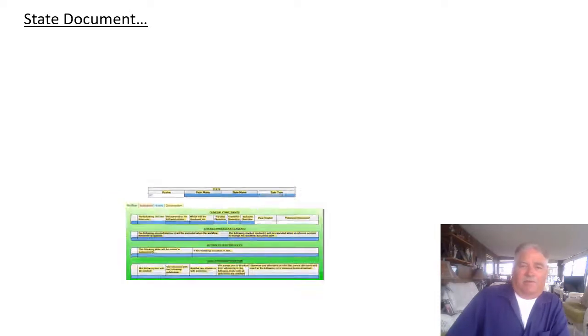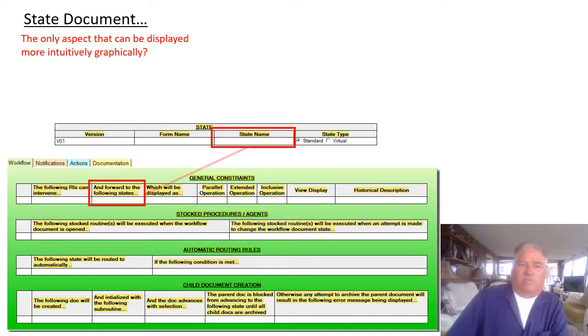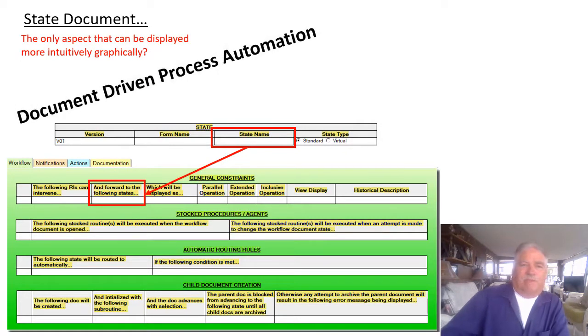Finally, there's our state document. For the few fields that you see that are not filled in, they are likewise all textual in nature. So be it for the historical description, or the notifications, emails to send, or actions, the fields to update in the document, all of those are simply text-oriented. Again, emphasizing a document-driven process automation.